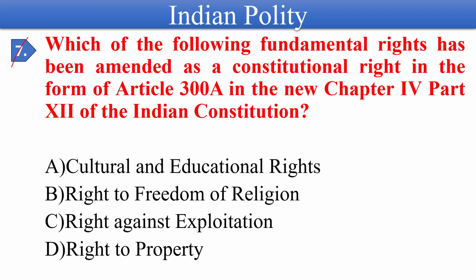Seventh question. Which of the following fundamental rights has been amended as a constitutional right in the form of Article 300A in the new Chapter 4, Part 12 of the Indian Constitution? Option A, cultural and educational rights. Option B, right to freedom of religion. Option C, right against exploitation. Option D, right to property. And the answer is option D, right to property is the correct answer.